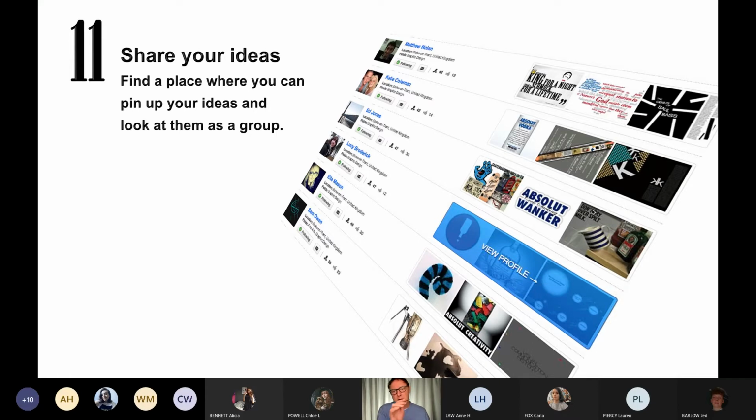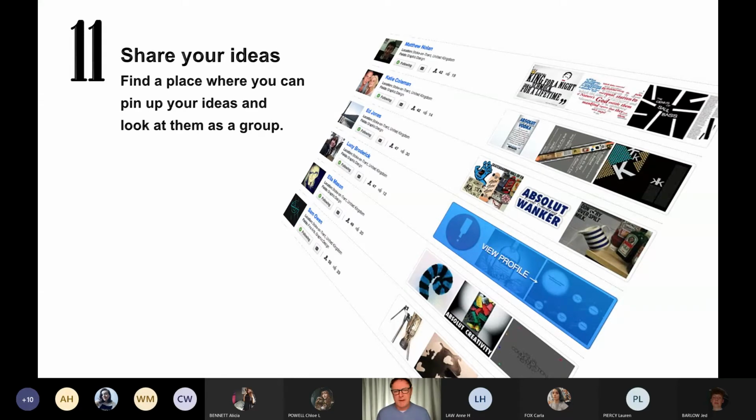Or a small idea can be sparked and then it becomes a conversation, and then before you know it, one person starts a sentence that someone else completes. And you can only achieve this if you have the environment where you can share your ideas and view them all together at the same time. So find a place to pin up your ideas and look at them as a group and discuss as a group. But again, in these current times, that can be easily converted into a virtual environment as well.